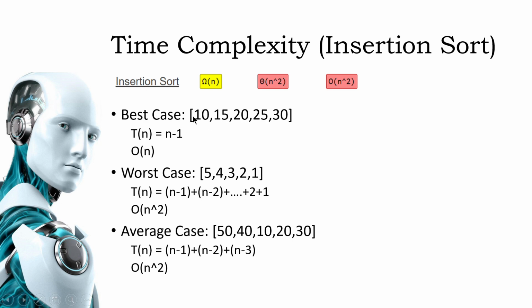Now, because this is a completely sorted array, there's nothing to be inserted newly. So the T(n) can be written as n minus 1 itself. That leads to big O of n. In the worst case, you have everything to be inserted newly. So it's like n minus 1, n minus 2, and so on to 1. So that's big O of n square.